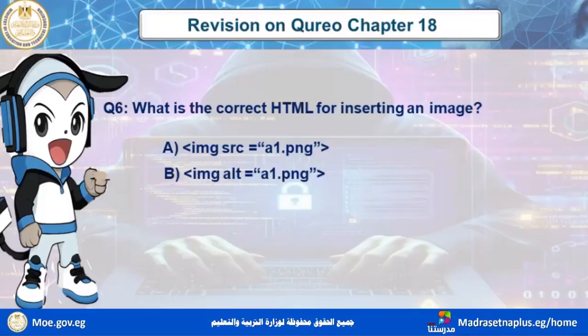What is alt used for? Do you remember what alt is used for? Alt is used when the image is not displayed correctly inside the browser. So we use alt to write a certain statement instead of the non-displayed picture.